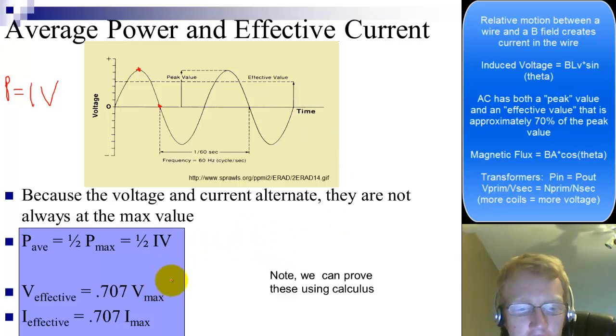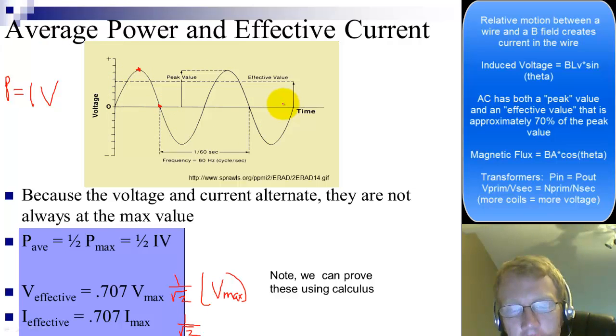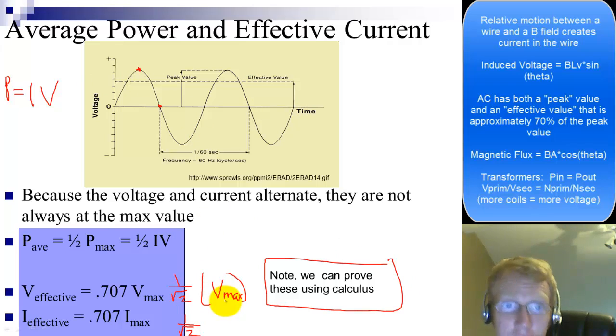And so it turns out that these lower values are 1 over the square root of 2 times the max value. To prove that it's 1 over root 2 for the current and the voltage, you can look at this sine wave and calculate the effective or average value of the sine wave. Using calculus, you can do an integral of the sine wave and find out that it's going to be exactly 1 over root 2 of the maximum value.